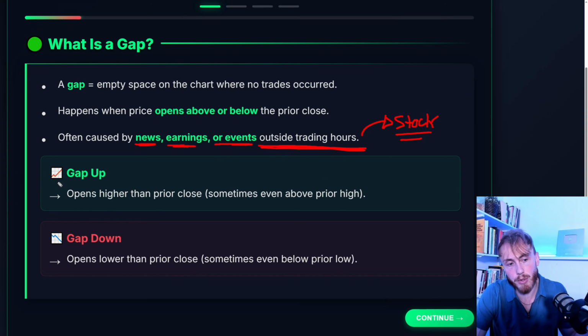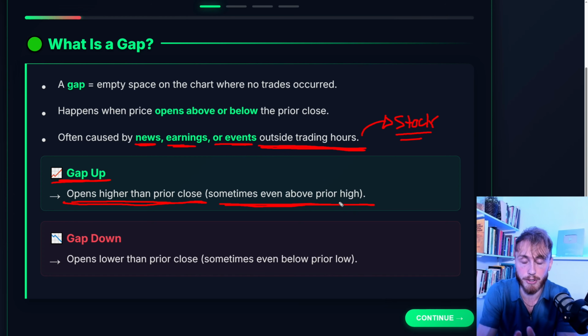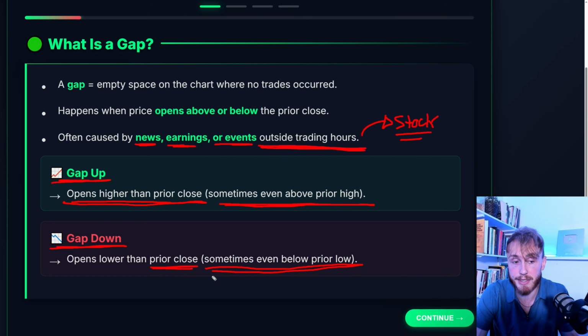And we have two main types of gaps. We have the gap up, and this is when it opens higher than the prior close, and as I said, sometimes even above the prior high. So this is if we're using wicks or real bodies. And we also have the gap down, and this is when the price opens lower than the prior close, and sometimes we even include the wicks.